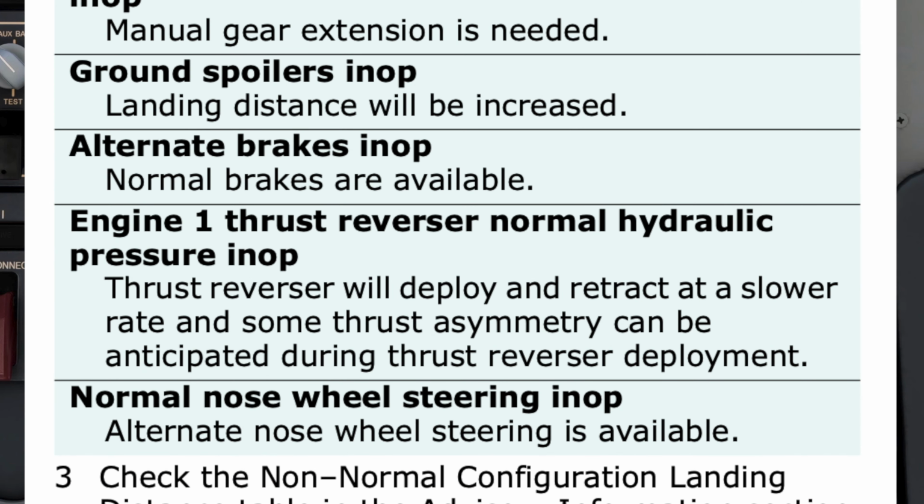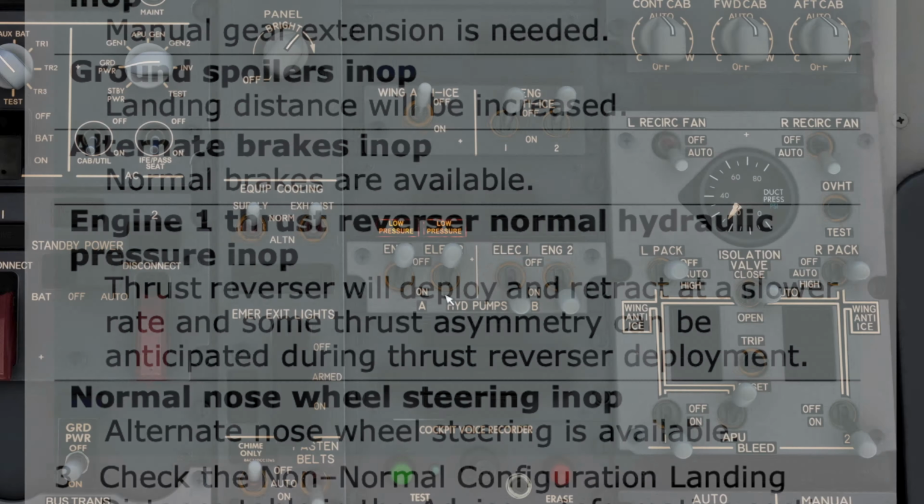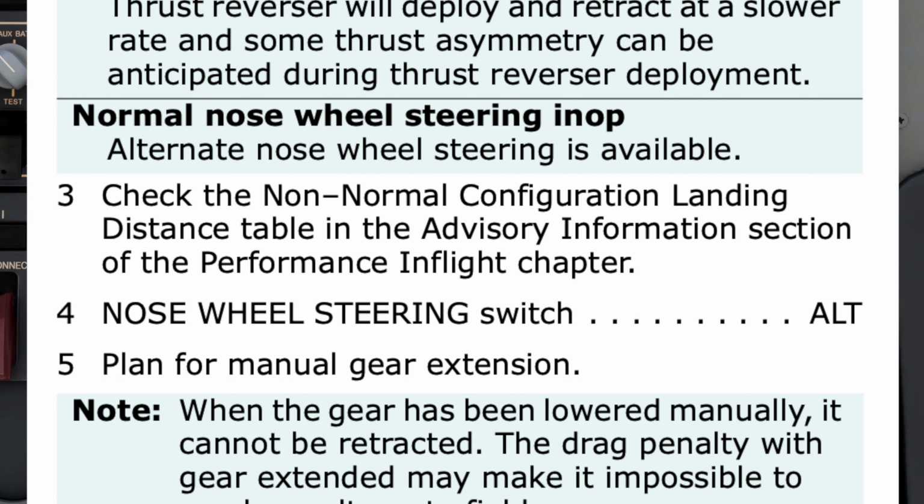Ground spoilers are inoperative. Landing distance will be increased. Alternate brakes are inoperative. Normal brakes are available. Engine 1 thrust reverser normal hydraulic pressure is inoperative. Thrust reverser will deploy and retract at a slower rate, and some thrust asymmetry can be anticipated during thrust reverser deployment. Normal nose wheel steering is inoperative. Alternate nose wheel steering is available.